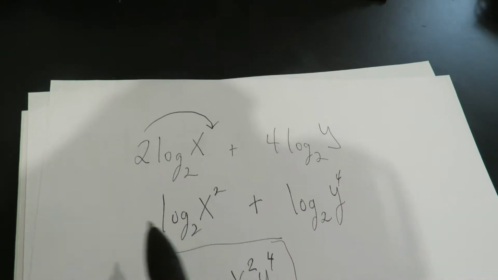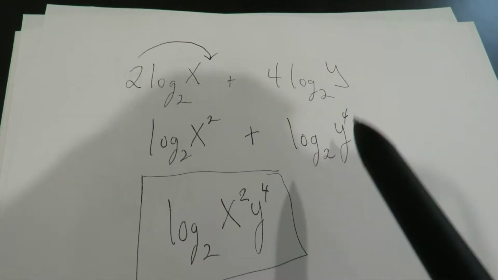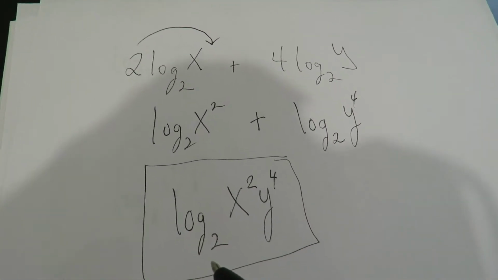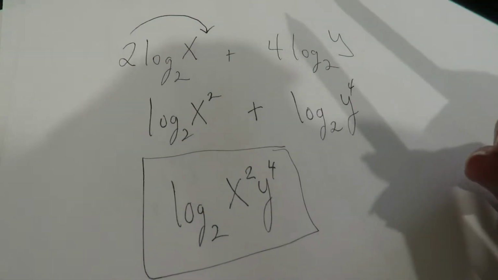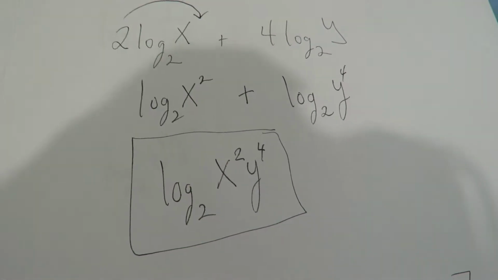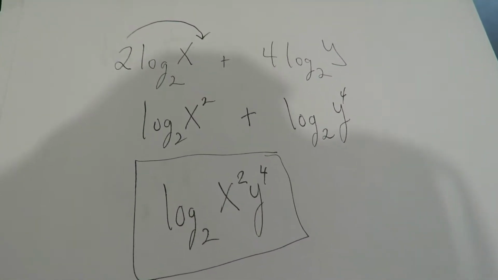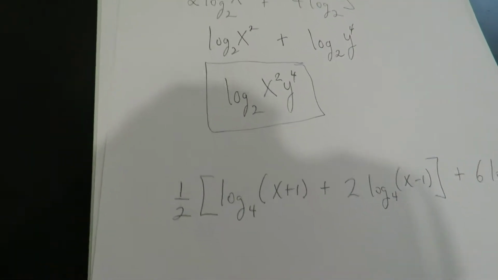Okay, so when you're condensing, you start with a couple logs and you condense down to 1, which is the opposite of expanding. When you're expanding, you start with 1 log and you make it to many. Right? Condensing, you start with many and you end up with 1. All right, so let's try another one.